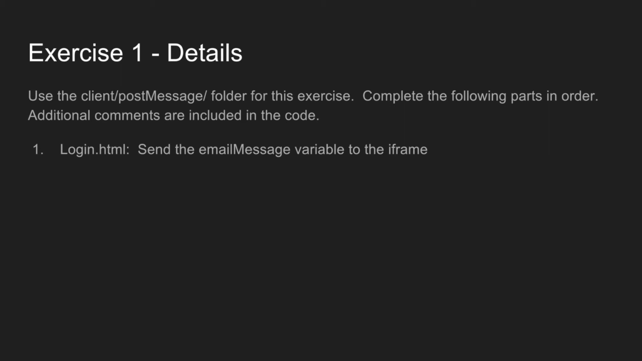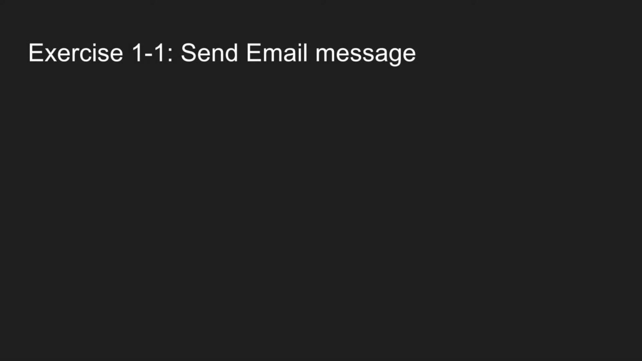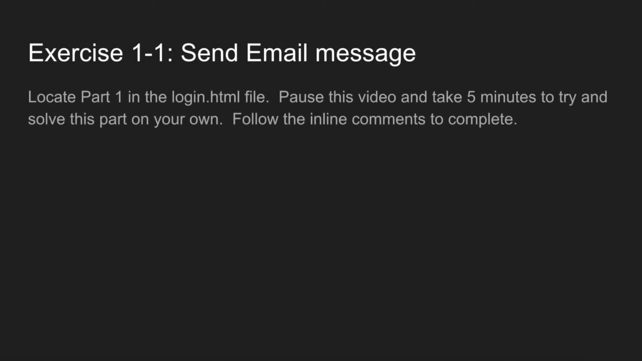So we're going to start with the login.html file. We're going to send the email message variable to the iframe. Then we're going to go to our rlogin.html and create an event listener to receive messages. Then we're going to go to our login.html and send the login message to the parent. And then we're also going to create an event listener to receive messages on the login.html page. So to start this off, locate part 1 in the login.html file, and then go ahead and pause this video and take a few minutes to try and solve this part on your own. You can follow the inline comments to complete this exercise.